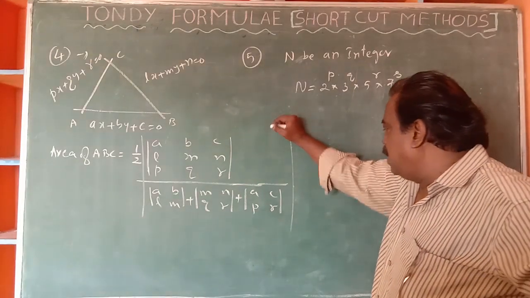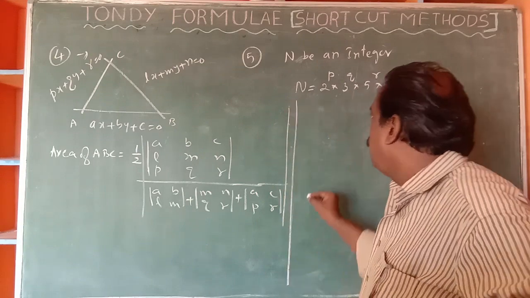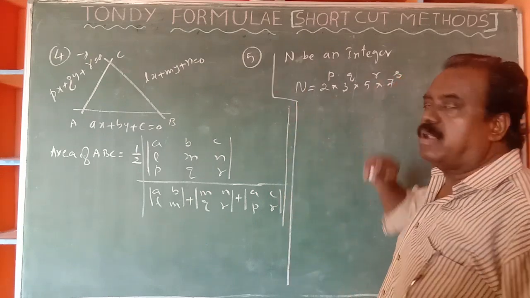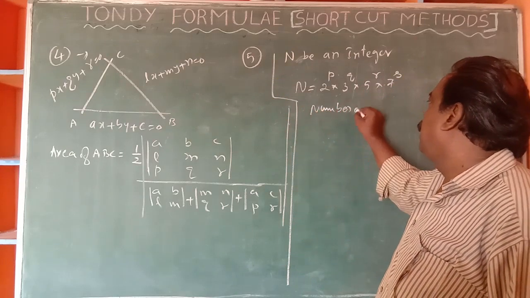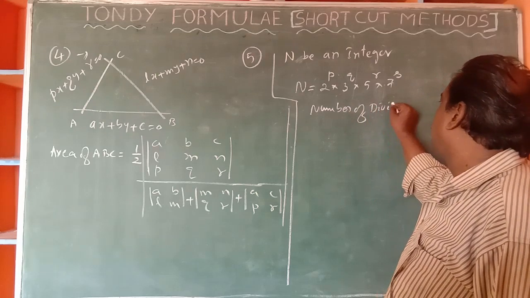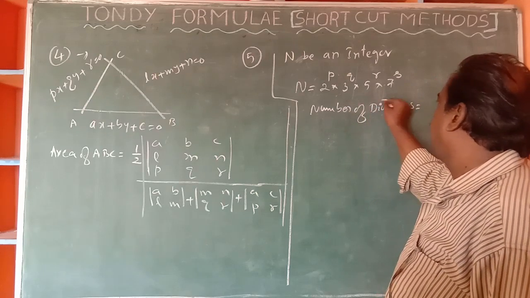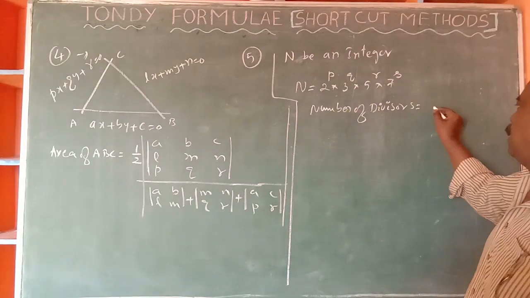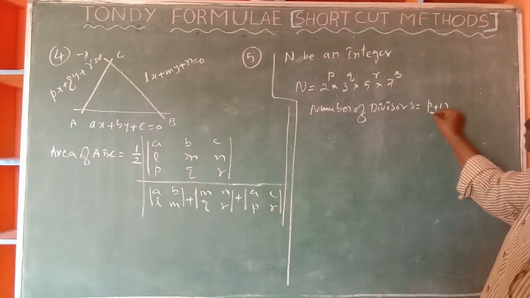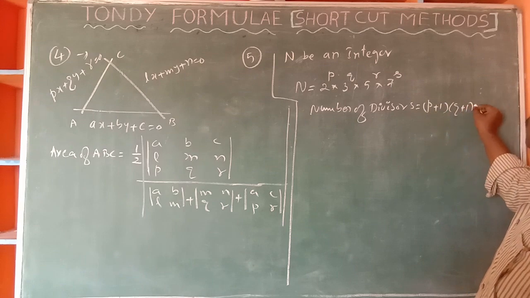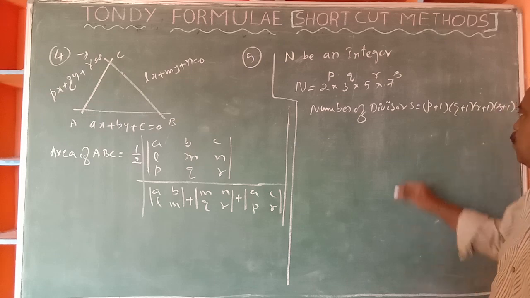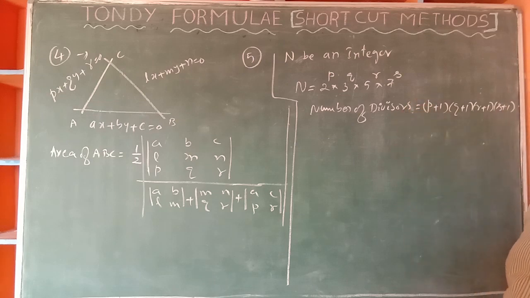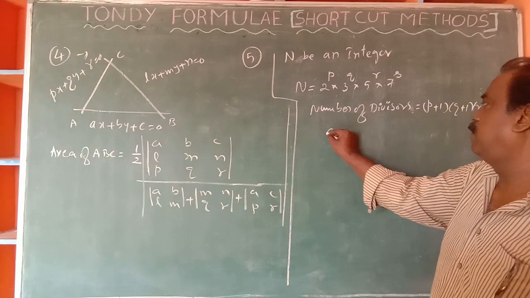We can find the number of divisors. The number of divisors of this capital N is (p plus 1)(q plus 1)(r plus 1)(s plus 1). Okay, now the number of divisors. It is not easily understood. I will explain it by taking one example.